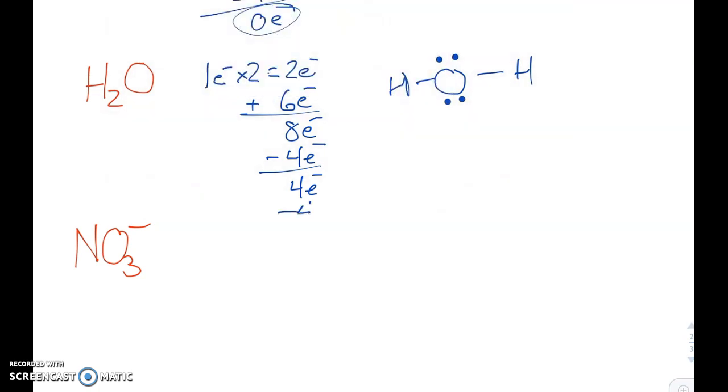Subtract the 4. I have none left. And then lastly, I check the oxygen. The oxygen, as you can see, has 4 dots, 4 lone pairs, or 4 lone electrons, and because it has those 2 bonds, we can.